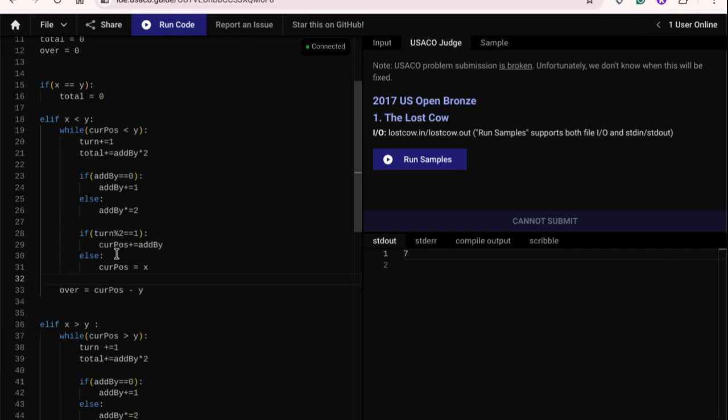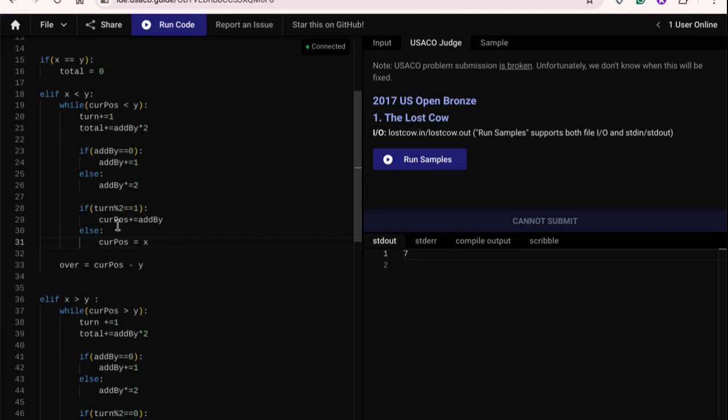So if turn modulo 2 equals 1, then we know that current position has to be added by, because it is a possibility that he might meet Bessie. If he's going to the left, well, we always know that he can never meet Bessie. So then we don't really need to check that. In this case, even if we do minus equals x, we'll always know that current position is less than Bessie. So it's just simply not necessary.